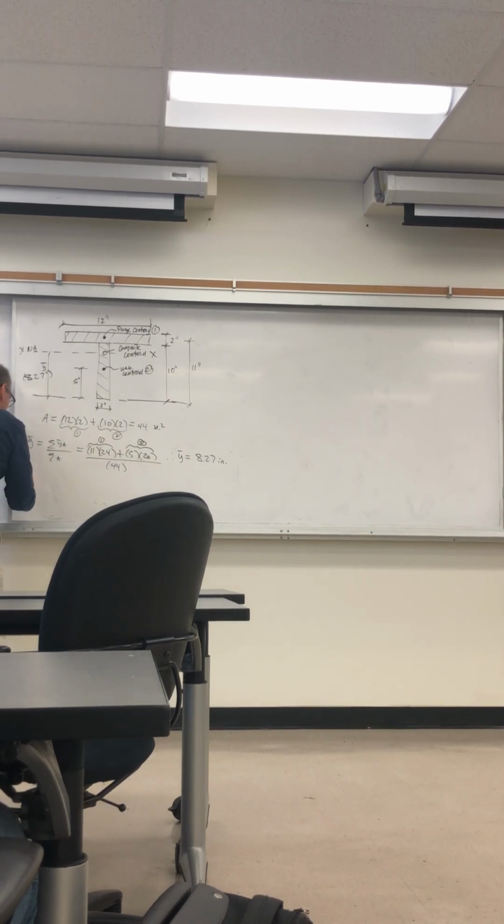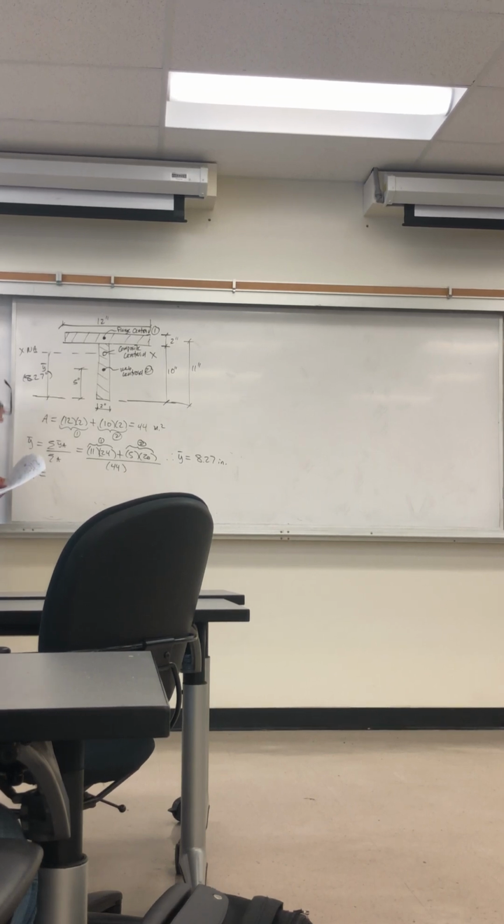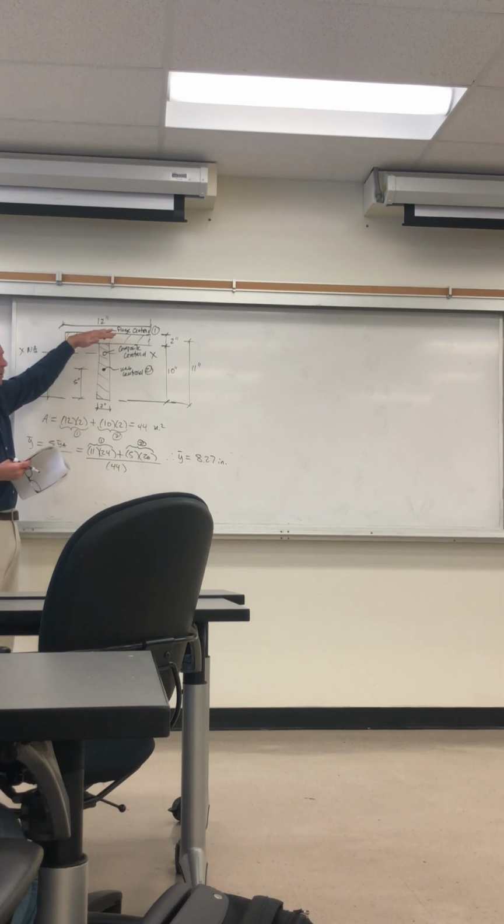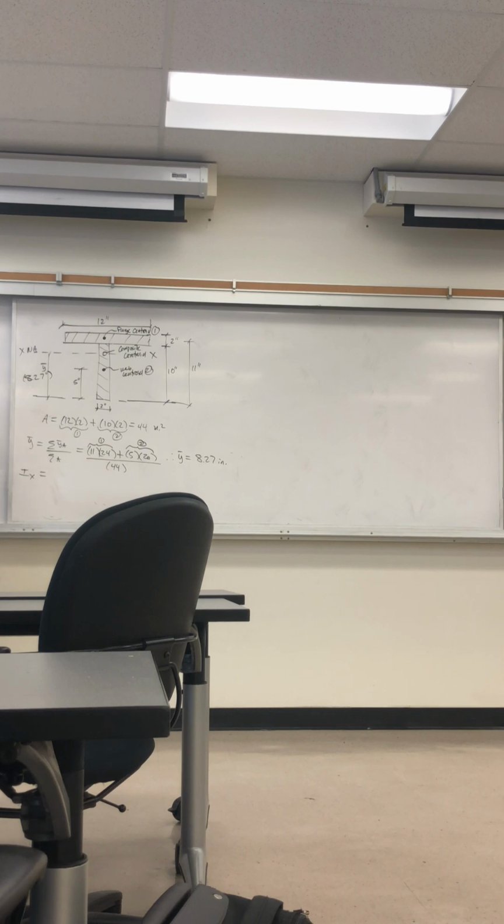IX is 1/12 base times height to the third for each of them, plus A D squared for each of them. So we're getting the contribution. They're both being forced to not bend about their own centroids, where they would want to, but they're going to bend about this point. This is the D distance for the first one, and this is the D distance for the second one. We're determining the composite moment of inertia, the contribution from each of the elements. You can have 10 elements in a cross section. In this case, to keep it simple, we just have 2.